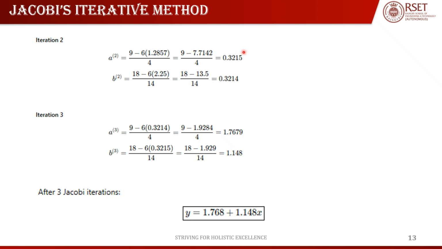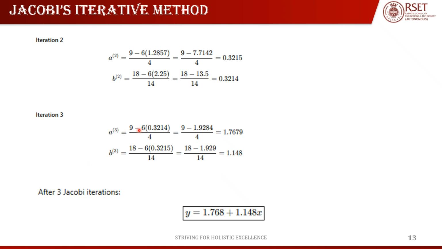On doing this, you will have this value, and your b2 will be 18 minus 6 a1 by 14. Your a1 is this, and on substituting you have 0.3214. Similarly, you are asked to do 3 iterations. Do the third iteration also, and you have the value of your a equal to 1.7679, and your b equal to 1.148.